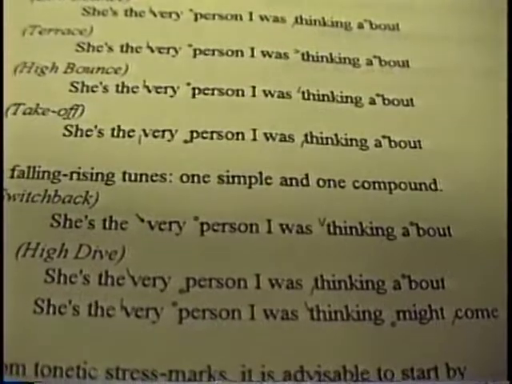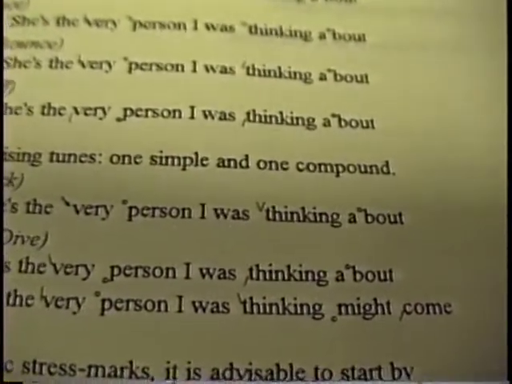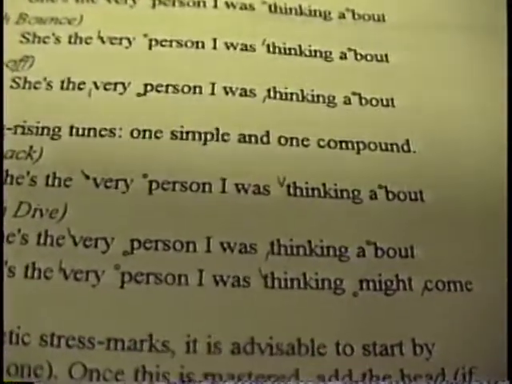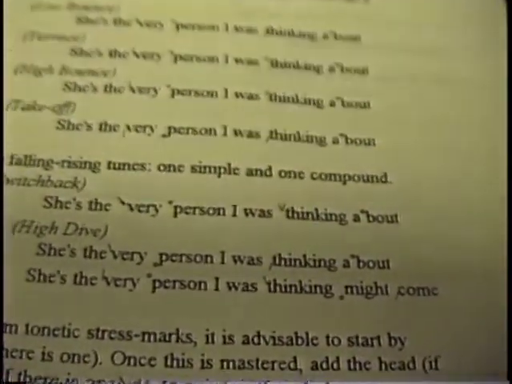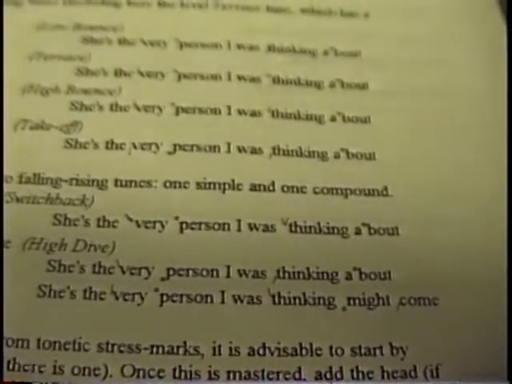And the other possibility, I change the words at the end so that it's a little bit more than about, which has no real meaning of its own, giving you, she's the very person I was thinking might come. I hope the grammar of that is clear to everybody. It means, well, I was thinking that she might come. She's just the person I was thinking might come, or with this intonation, she's the very person I was thinking. Come. Once more. She's the very person I was thinking might come.